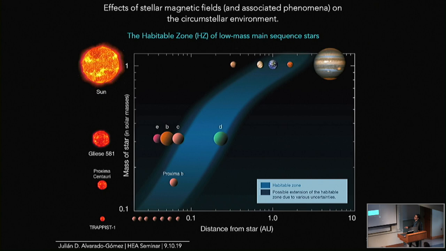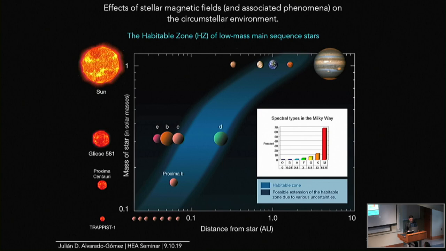You see here famous examples like Proxima Centauri and the TRAPPIST guys here. Only these three are in the habitable zone. As you can see, to be inside the habitable zone, you need to be very close to your star. And this puts you dangerously close to all this magnetic activity that we have been telling you about. This is important as well because the majority of stars in the Milky Way galaxy, and in the universe, are M dwarfs. So we should study them, and in particular the effects of their enhanced magnetism.